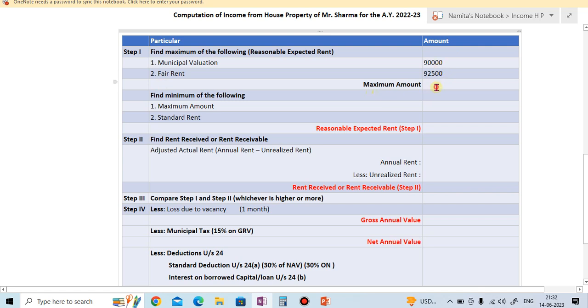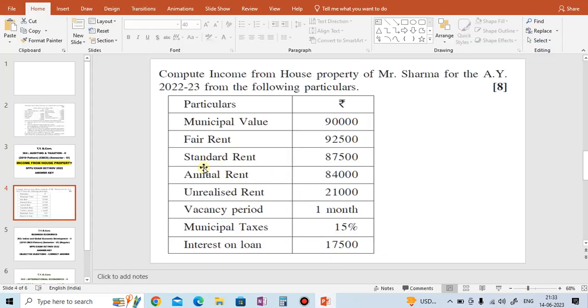So the maximum amount is fair rent. Fair rent is how much? 92,500. So write 92,500. Now next, find the minimum of the following. Minimum of the following means, from the maximum amount and from standard rent. Now what is the maximum amount? Maximum amount is fair rent, 92,500. Now how much is standard rent? Standard rent is given in the question. The standard rent is 87,500.